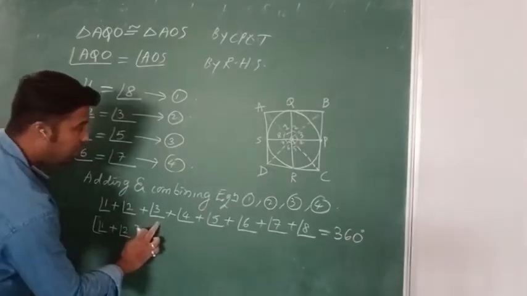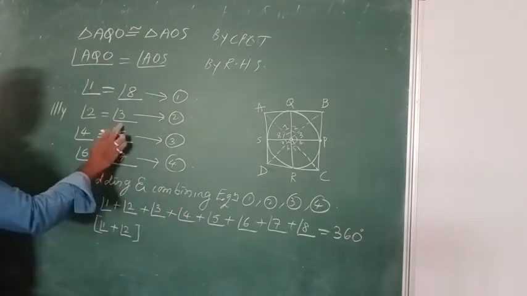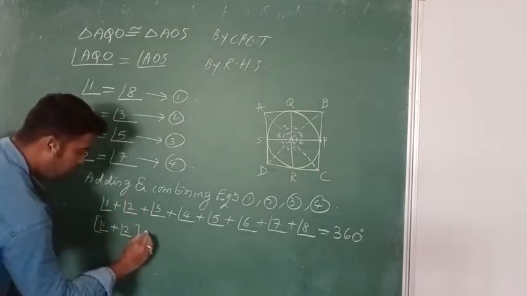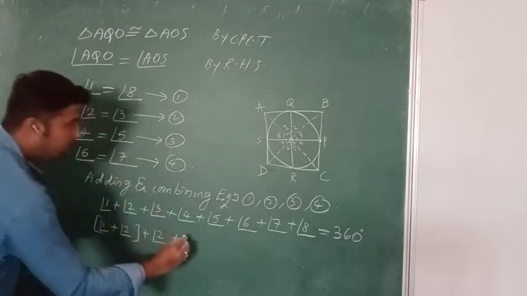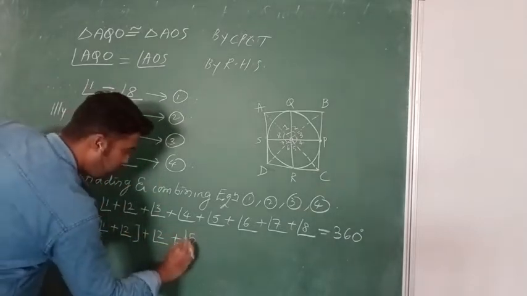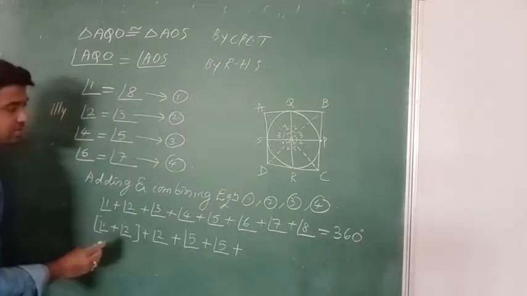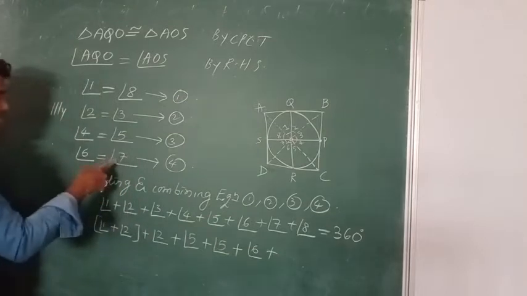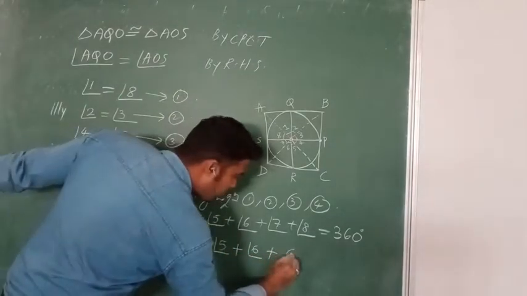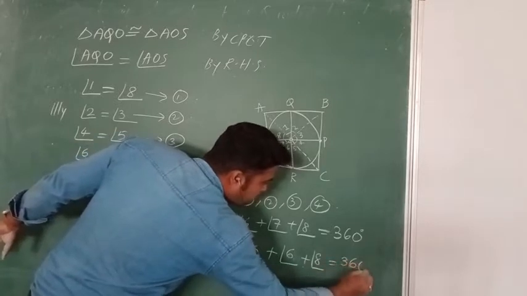Same way, you can observe angle 3 and 4. Angle 3 we can replace as angle 2, and angle 4 we can replace as angle 5, and angle 5. Angle 6 I'll keep as it is. Angle 7 I can replace as angle 6, and angle 8, which is equal to 360 degrees.